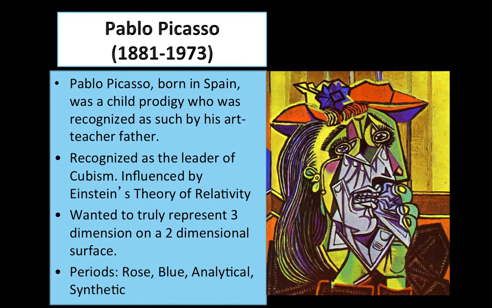Now, he had several periods of his art, his rose and his blue period, again, like many other artists, very realistic, and eventually moved into the analytical or synthetic part of Cubism, which is a form of abstract art. The painting on the right here is part of his analytical time period.